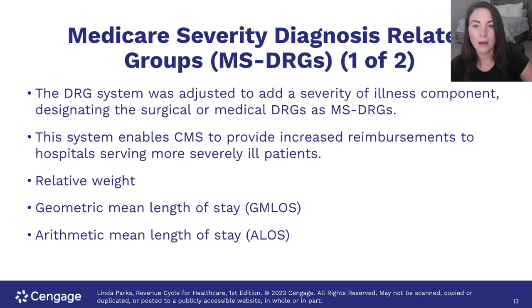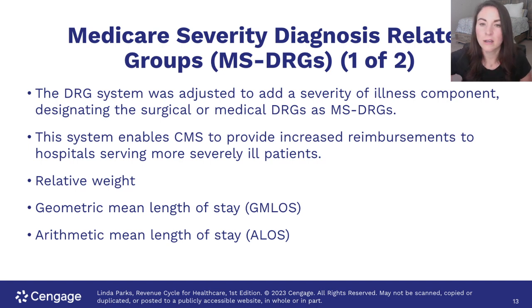Okay. In 2008, the DRG system was adjusted to take the severity of an illness into account. So this is the third level in the DRG hierarchy, designating the surgical or medical, and then the severity DRGs. Okay, the Medicare Severity Diagnosis Related Groups, MSDRGs, okay? So CMS can pay hospitals that treat severely ill patients higher amounts.